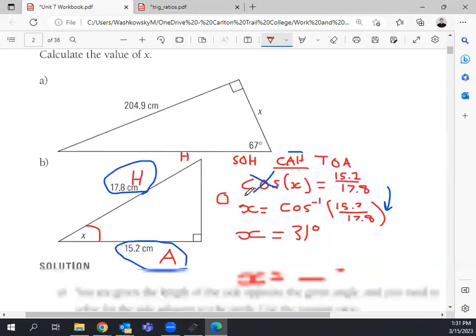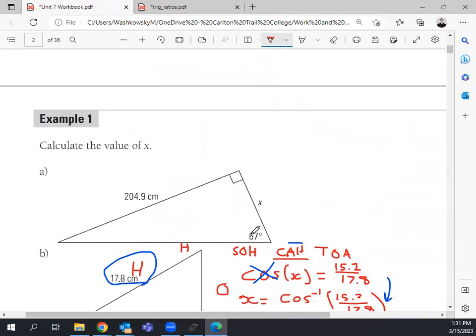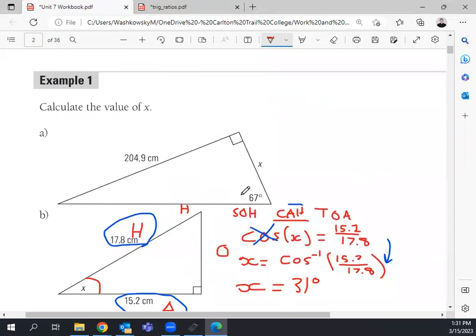First off, I'm labeling my sides here. Now, what's my opposite side? Look at the angle you're given. That's your reference point. So this 204.9 is your opposite side because it's opposite the angle you know. And then this last side is my adjacent.